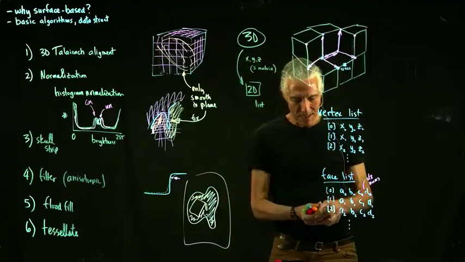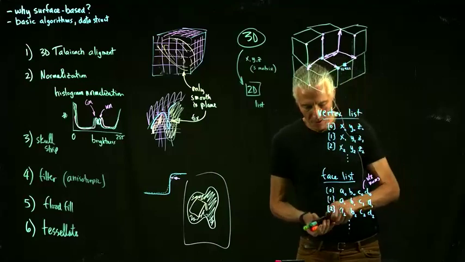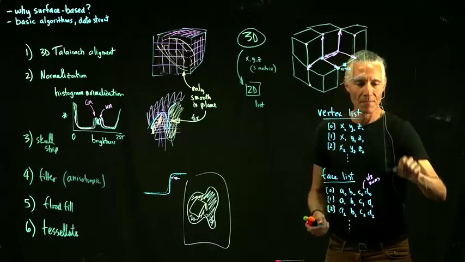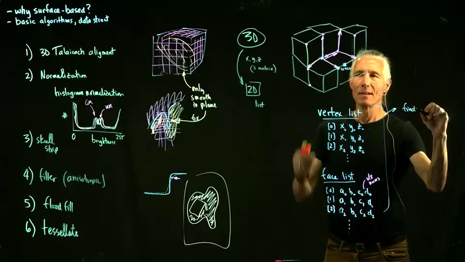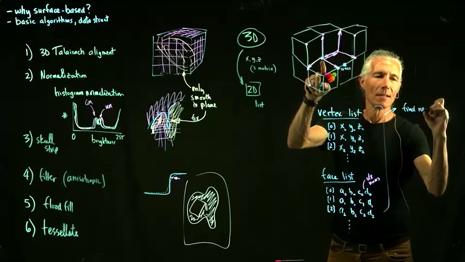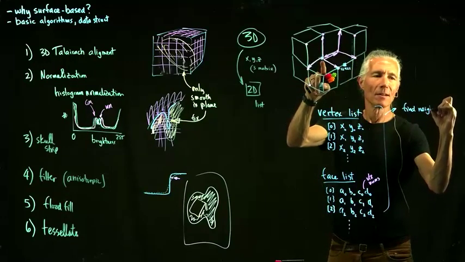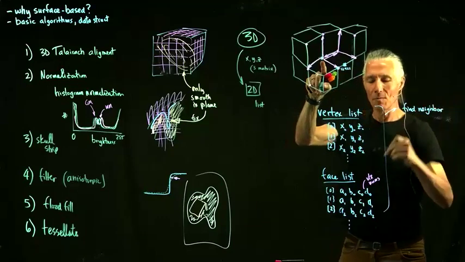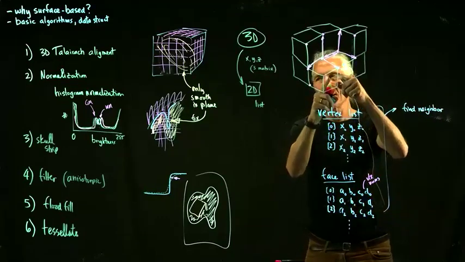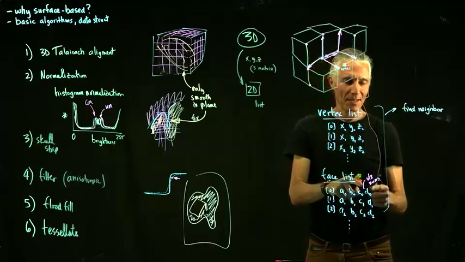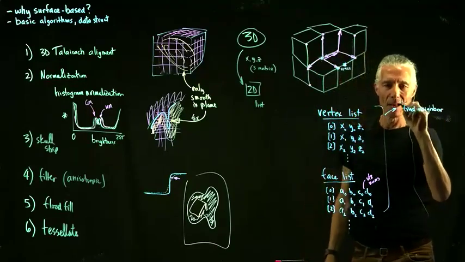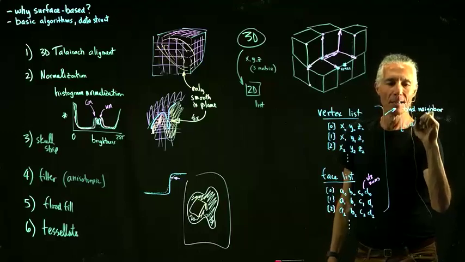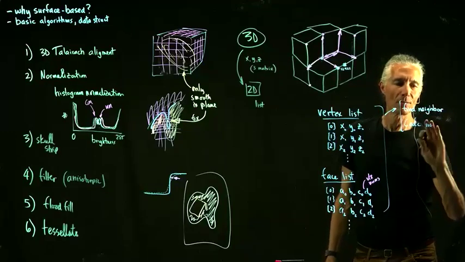Now, there's not enough information there, so when you read that surface in, the first thing you have to do is find the neighbors of each vertex, because it's not specified there. What's specified there is only the vertex numbers of each face. But who's the neighbor of this guy? Well, we've got to figure that out. So find neighbors. And the other thing you can do is calculate normals, surface normals.